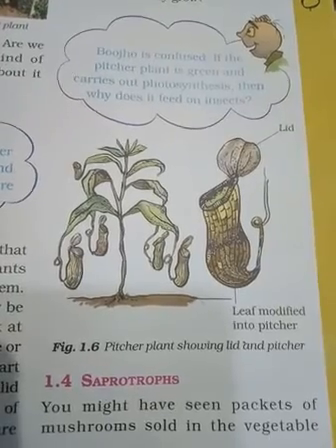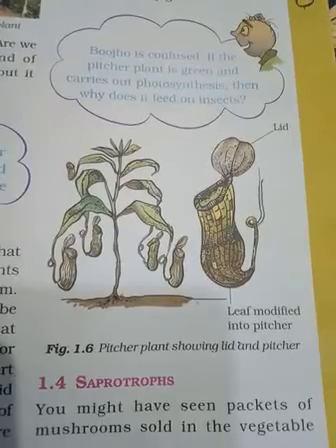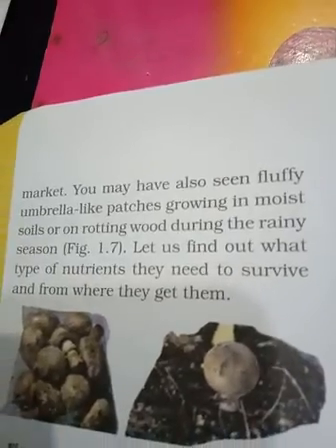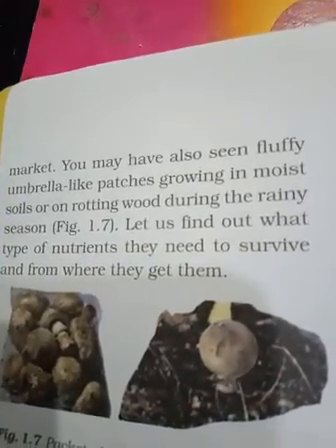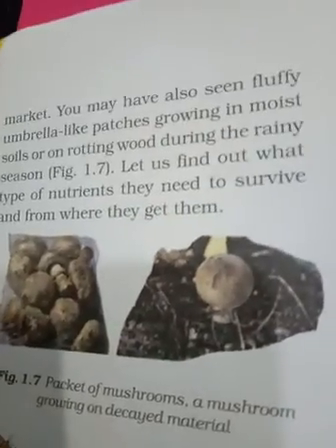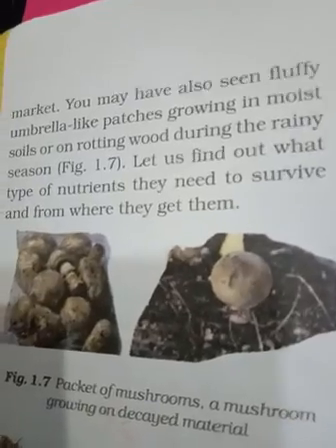Student, today we will start with saprotrophic nutrition. You might have seen the packet of mushrooms sold in the vegetable market. You may have also seen fluffy umbrella-like patches growing in the moist soil or rotting wood during the rainy season. Let's find out what type of nutrient they need to survive and from where they get it.